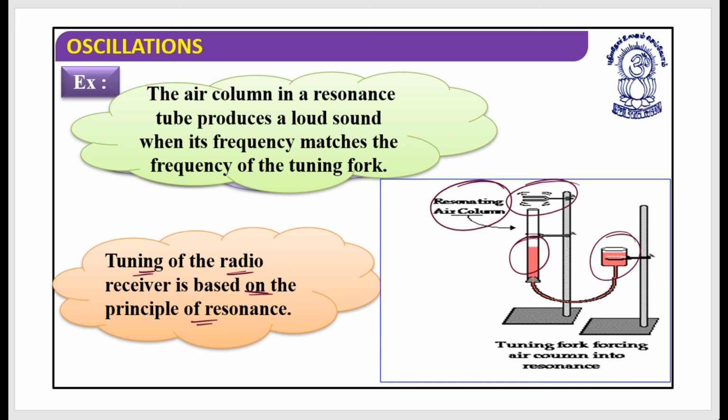When you try to tune in a station, you generally have certain knobs. I'm talking about the mechanical radio receivers we had in earlier days, with the generally black dial. When you rotate that dial, it tries to match the frequency with the external frequency, and when the external frequency and the natural frequency match, you will receive the station.